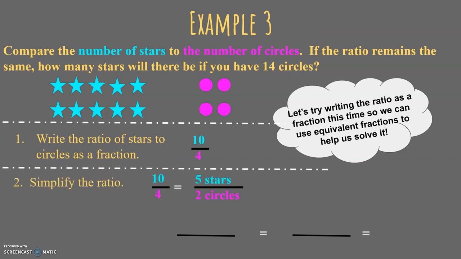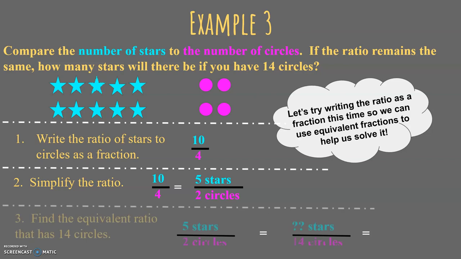We're going to simplify that ratio. 10 to 4 is the same as 5 to 2. There are 5 stars for every 2 circles. We can't simplify that any farther because we don't have another common factor.